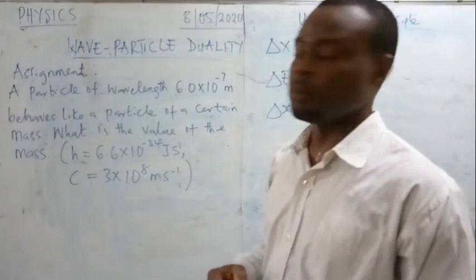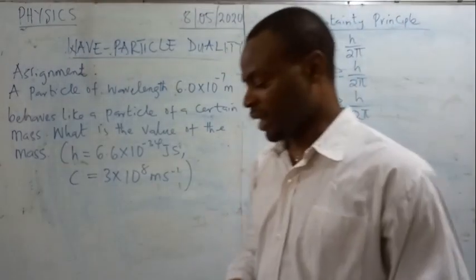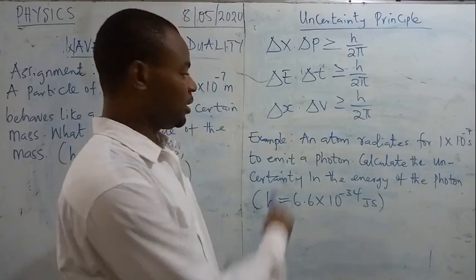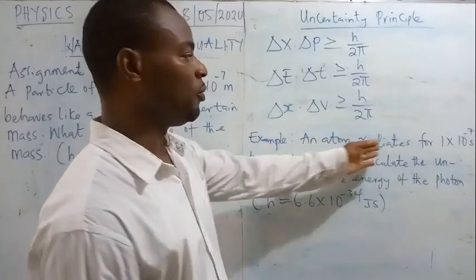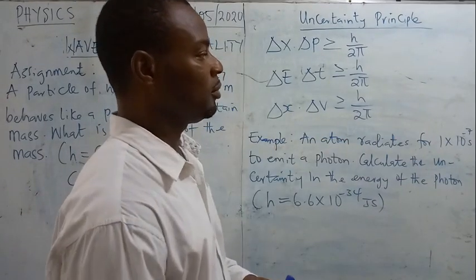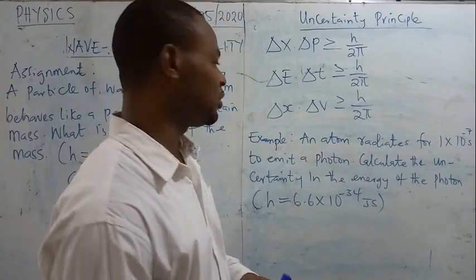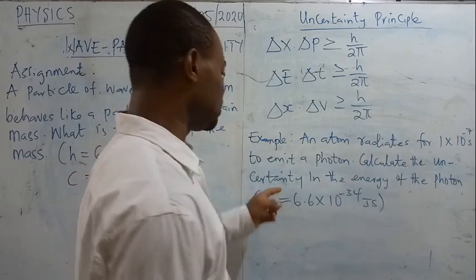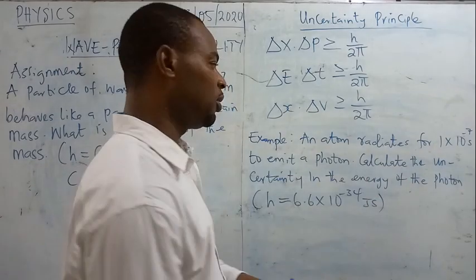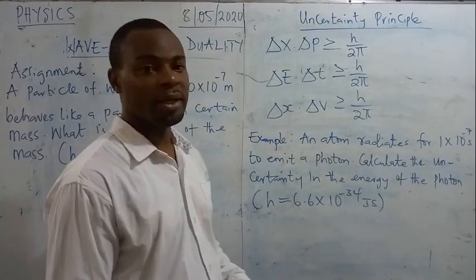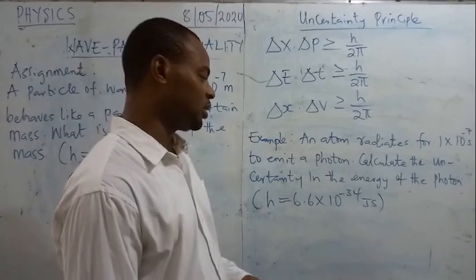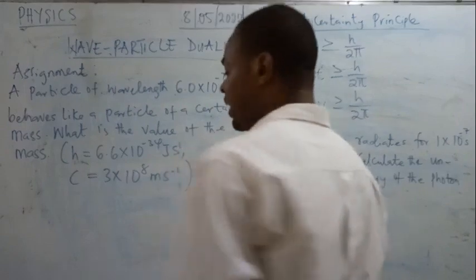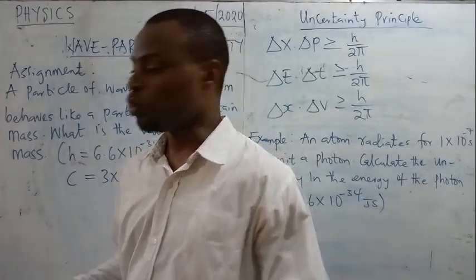Let's pick some calculations on this. We take the first example. An atom radiates for 1 multiplied by 10 raised to power minus 7 seconds to emit a photon. Calculate the uncertainty in the energy of the photon. And in bracket we have the Planck's constant as 6.6 times 10 raised to power minus 34 joules second. Let's look at the solution to this question.